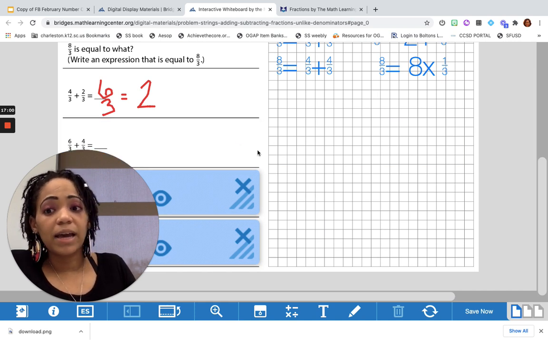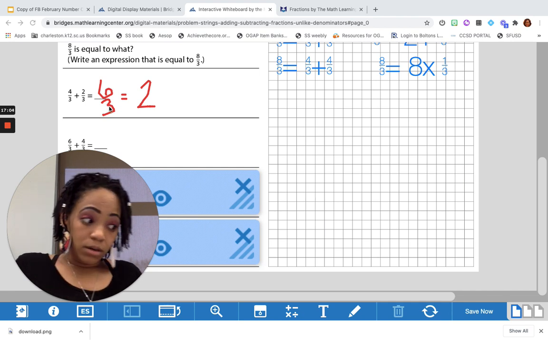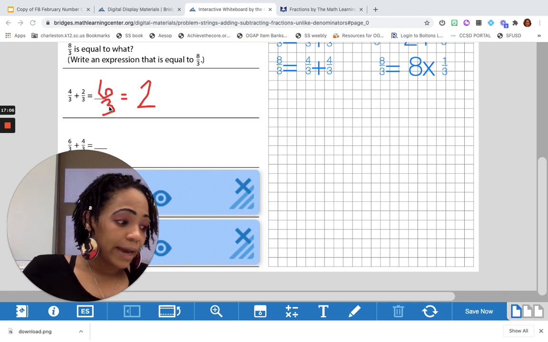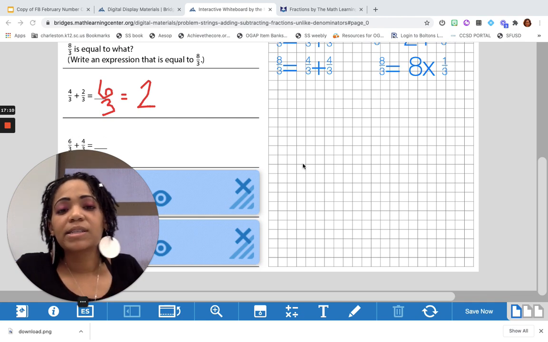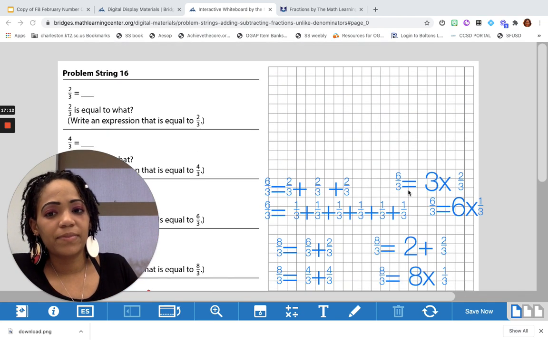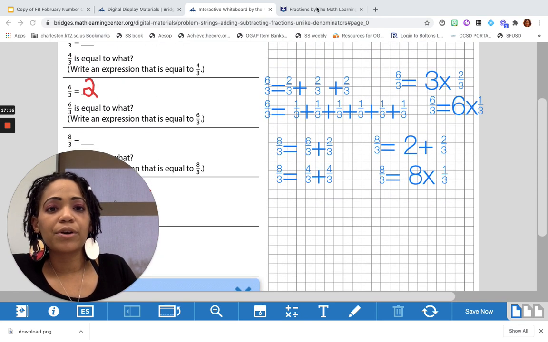Looks like we now have 6/3 plus 4/3. Well, can't we already add on 4/3 to the 6/3? What do we know about 6/3? Let's go back up here. Let's start over. We know 6/3 is 2. What about 4/3?